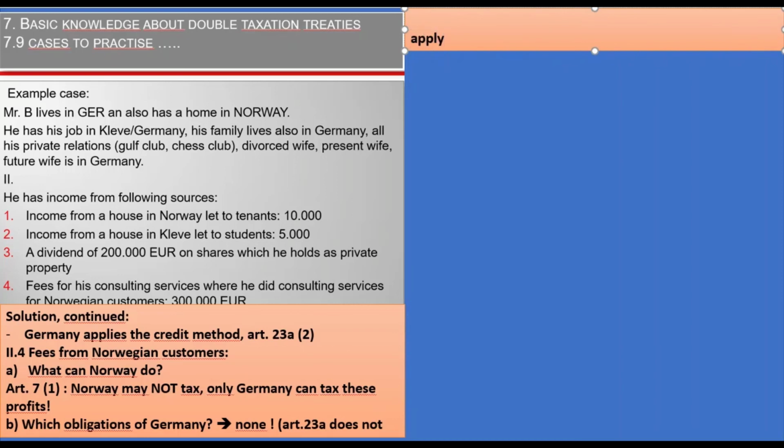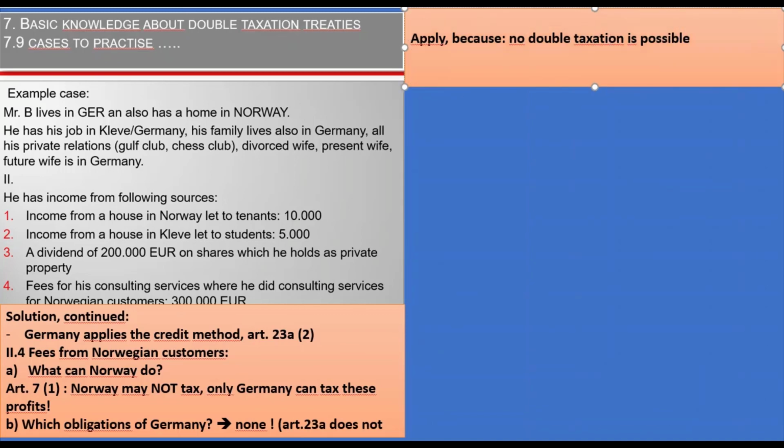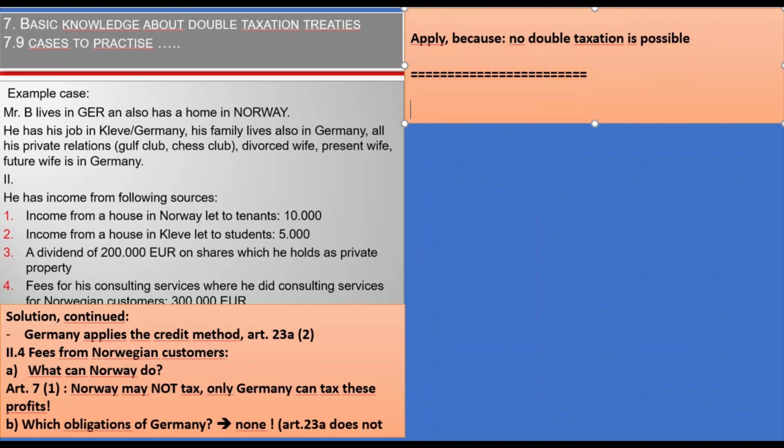Writing is difficult, because no double taxation is possible. Norway is already out of the game, and Article 23 only applies if the source state can levy a tax. Only then the state of residence has any obligation. This is not the case. So now we have arrived at the last event in this case.